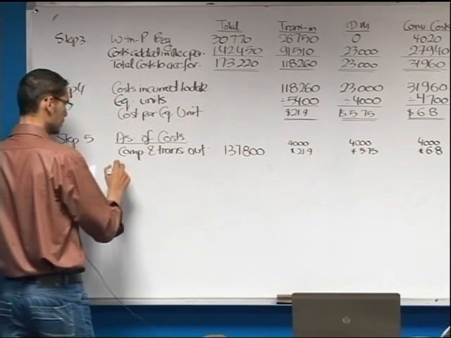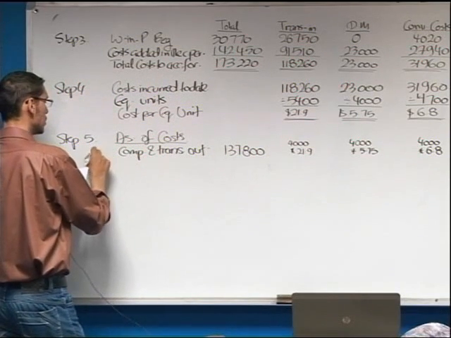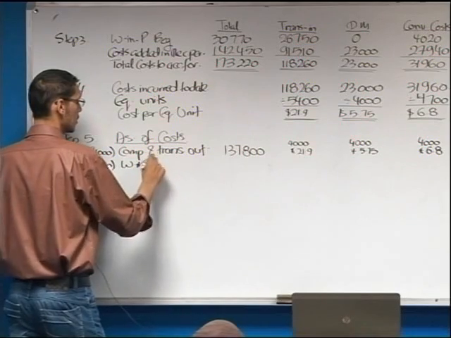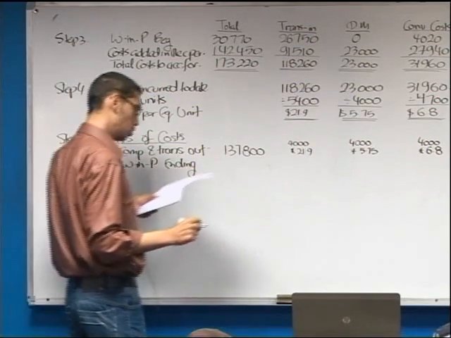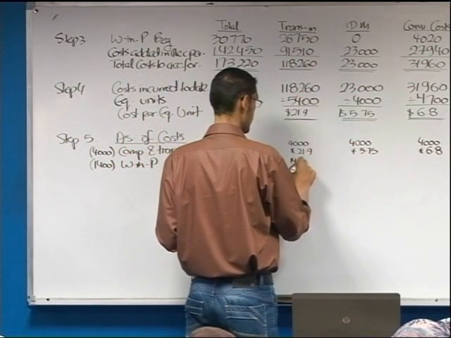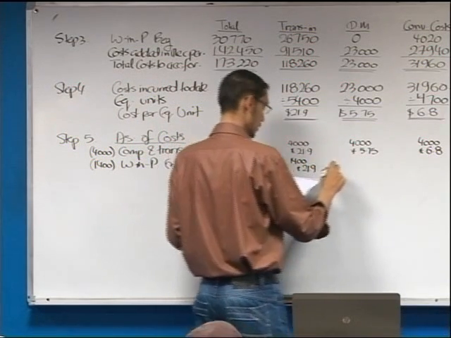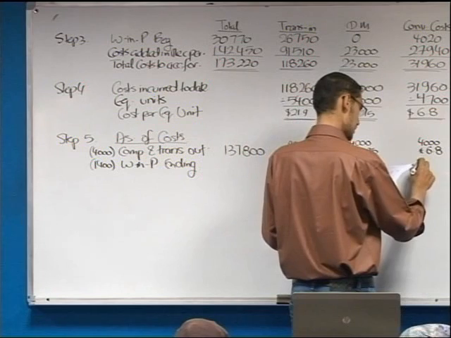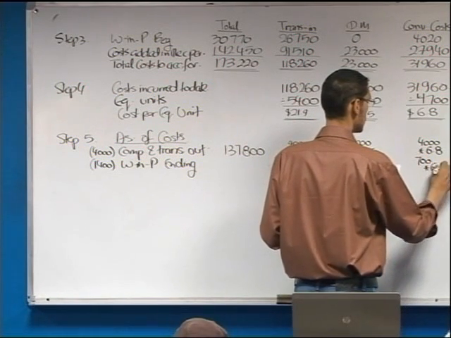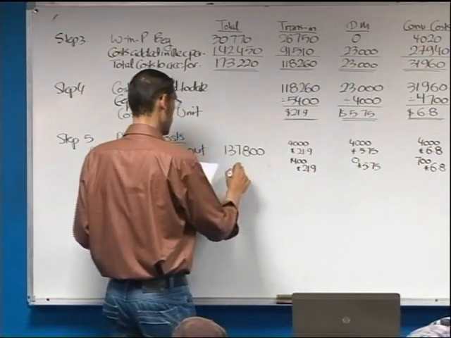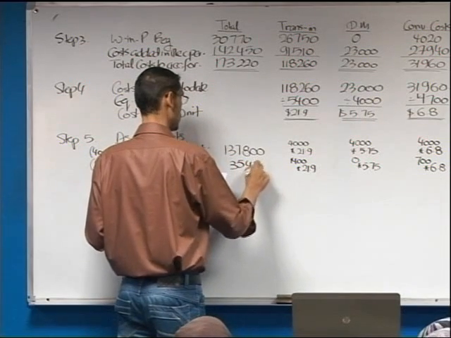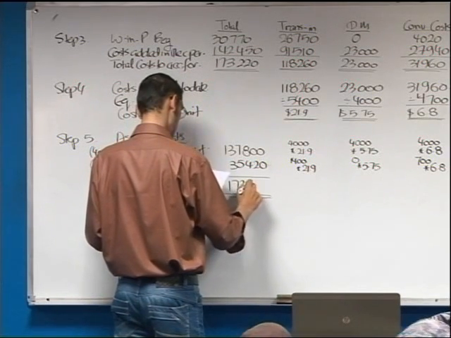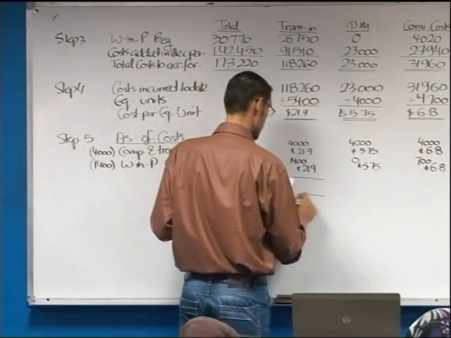Now, for the work in process ending, of course, the completed and transferred out are 4,000 units. Now, the 1,400 units as work in process ending would be 1,400 multiplied by 21.9, 0 multiplied by 5.75, and 700 multiplied by 6.8. The addition of these costs would equal 35,420. Therefore, the total would be 173,220.